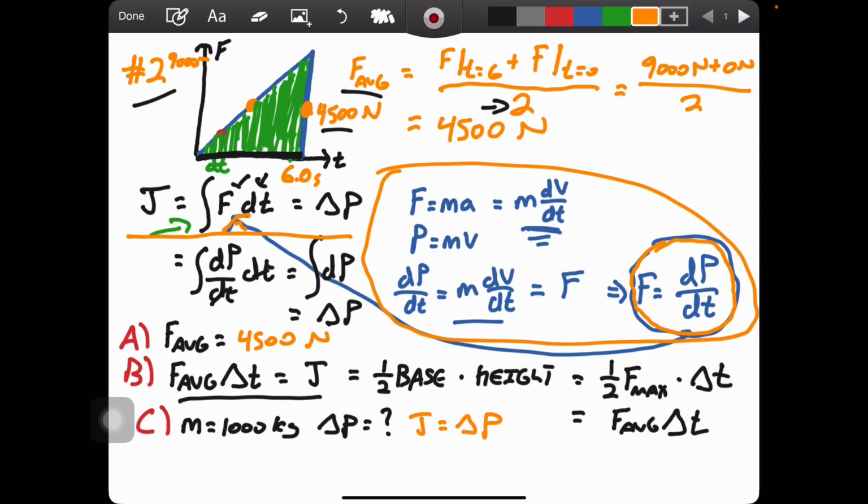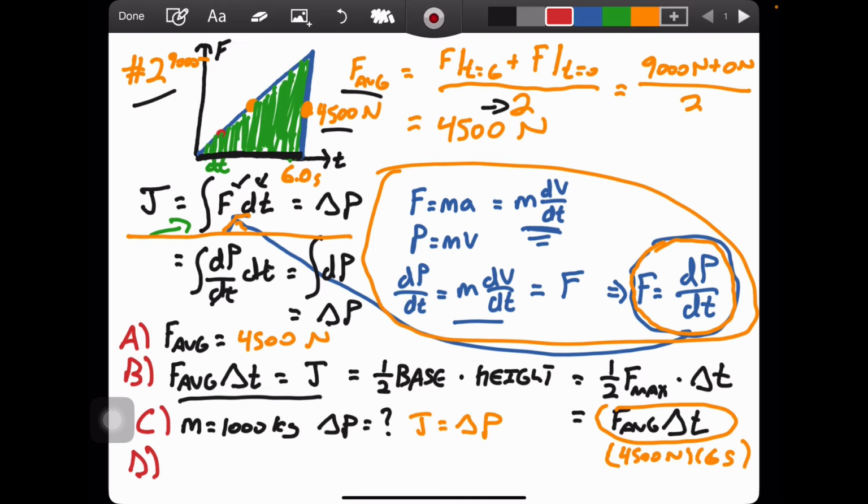So the impulse that we are solving for in part B, right here, that's just 4,500 newtons by 6 seconds. That's the answer to part B, and it's also the answer to part C, because the impulse is the change in momentum for the reasons that I've already shared. So your answer in part B should be the same as your answer in part C.